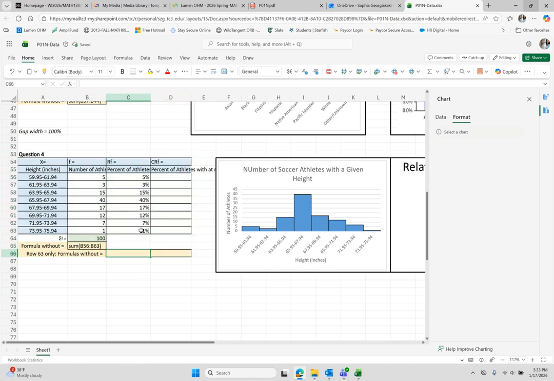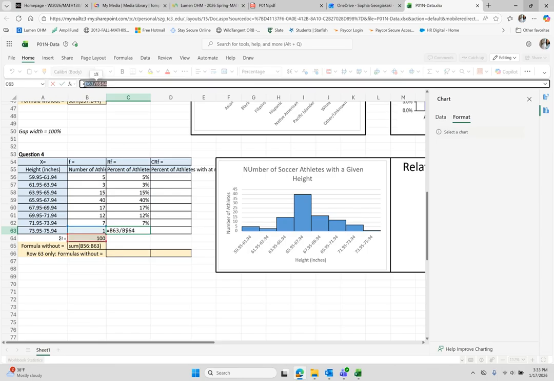I need to fill in the formula of row 63 in row 66. So the formula was B63. Okay, it didn't do it, so let's do it here.